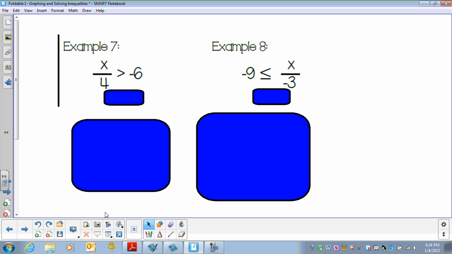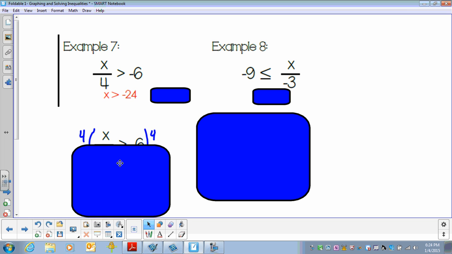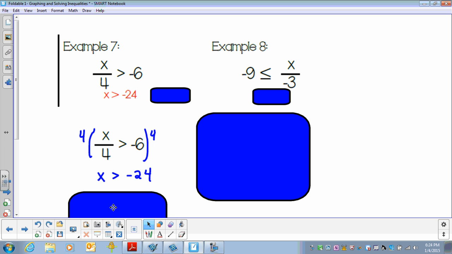Let's go ahead and try number 7. The answer is x is greater than negative 24. First thing we did was we multiplied each side by the denominator of 4, which leaves us with x is greater than negative 24. Since we multiplied by a positive number, we leave the same symbol. Go ahead and try number 8.